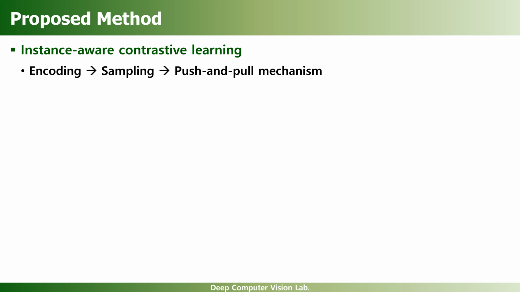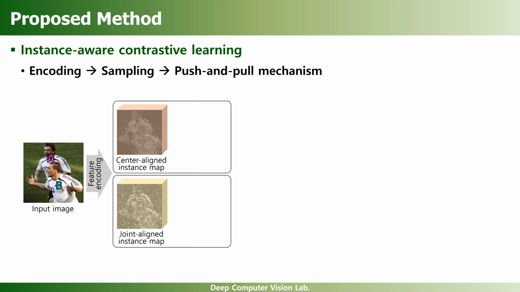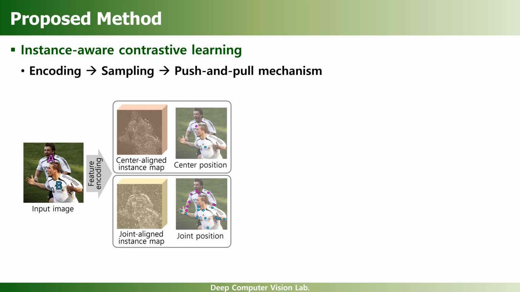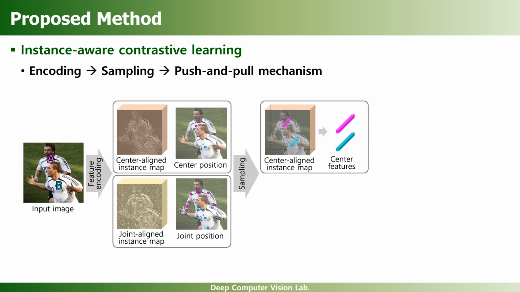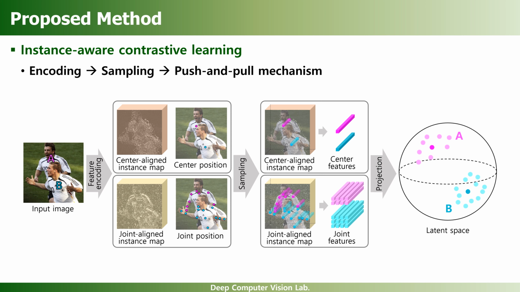Now, let's take a look at the detailed learning process to represent the identity information in the instance maps, so-called instance-aware contrastive learning. First, instance maps are encoded through the convolutional network from the input image. After that, we sample center features at the body center positions of the center-aligned instance map. Similarly, joint features are also sampled at the body center positions of the joint-aligned instance map. These sampled features are projected into the latent space via MLP layers. In this latent space, we apply the push and pull mechanism of contrastive learning based on the cosine distance.